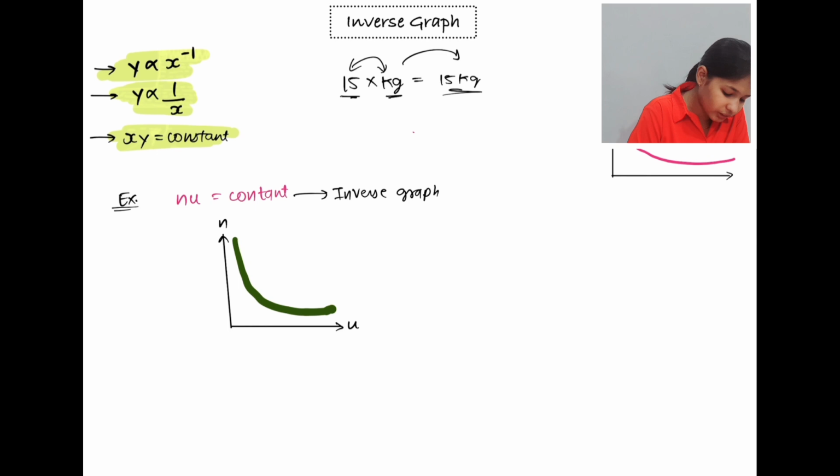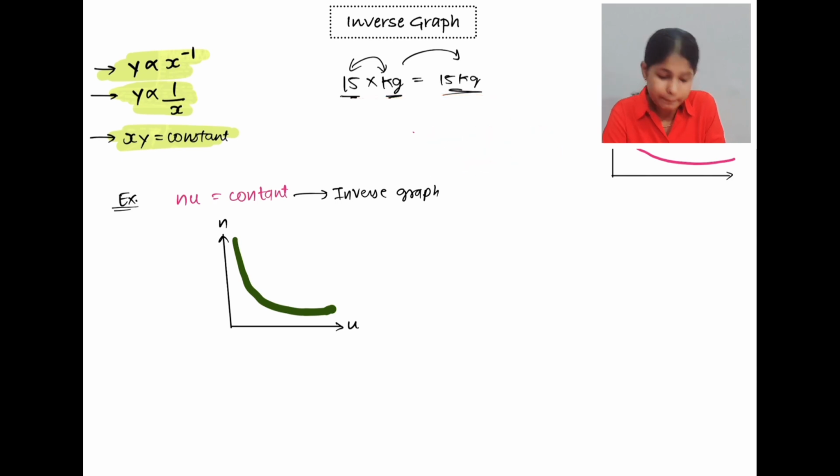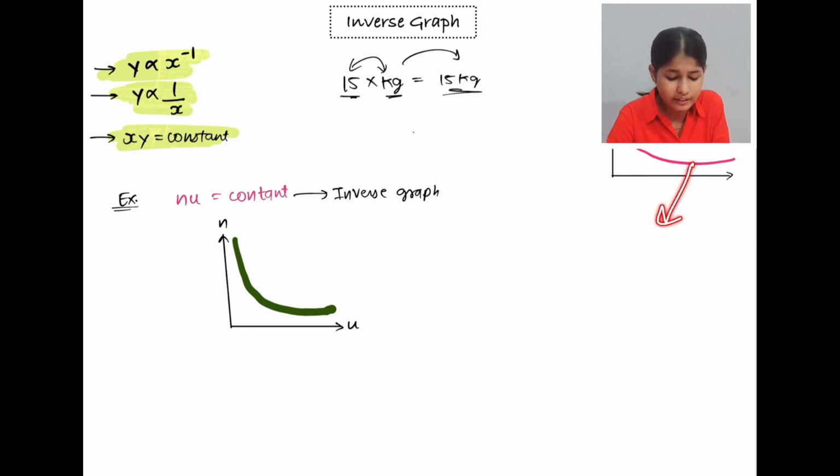What are the three conditions given? Y is equal to x raised to the power minus 1, or in the form y is directly proportional to 1 upon x, x into y is equal to constant. For example, we have taken an example. This is n, meaning magnitude, and u means unit. It will always give a constant. As you can see here, 15 into kg. You have multiplied magnitude with unit, and you have got the constant. There is no need of this graph. I just have shown how the inverse graph looks.